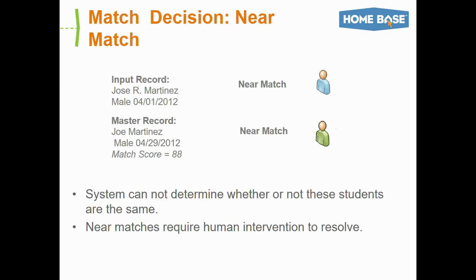And then lastly, here's an image of what it would look like for a near match decision. Same input record, but then it finds Joe Martinez and gives it a match score of 88, which would then be considered a near match because it falls in that 88 to 92 match score range. From here, those near matches are presented back to the user, and the user has to decide which record is the record that they're trying to make a change to.